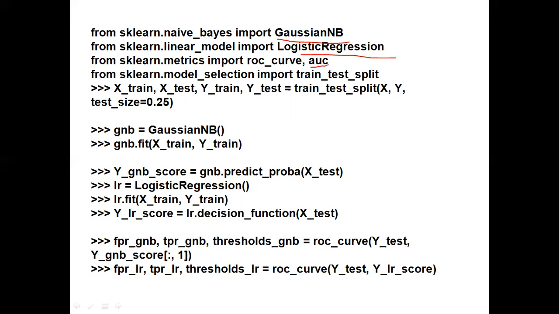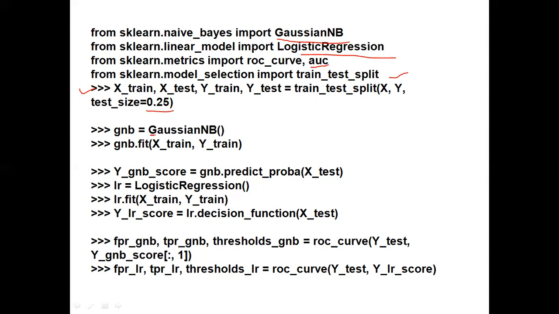With the help of these ROC and area under curve functions, we will discuss the accuracy of both the models here. Then from sklearn.model_selection, import train_test_split. This function splits the data into training and testing. With this Python statement, we have divided the data set into the training and testing set. We are using 0.25 to take 25% of the data into the testing set and the remaining 75% into the training set.